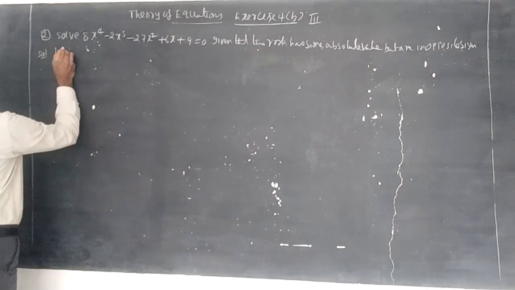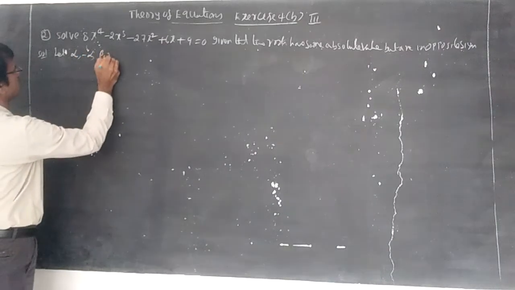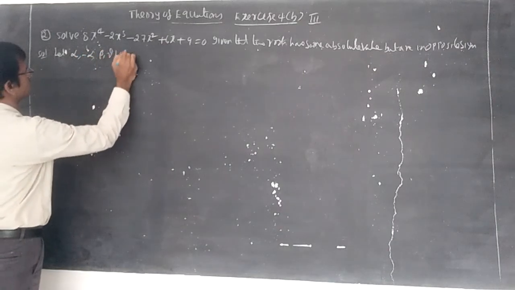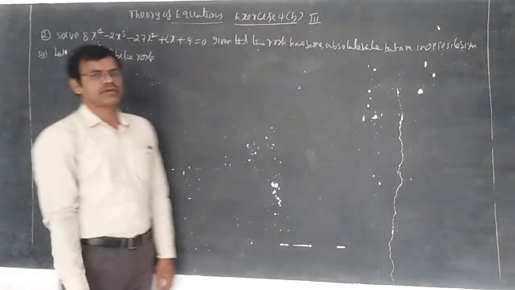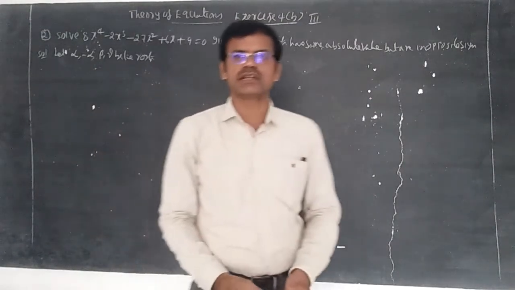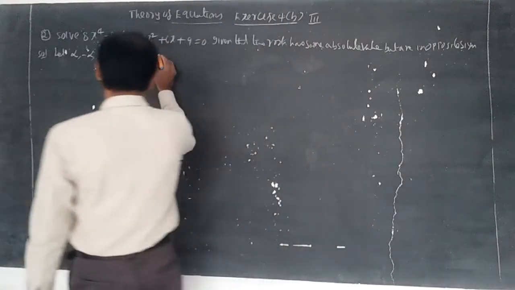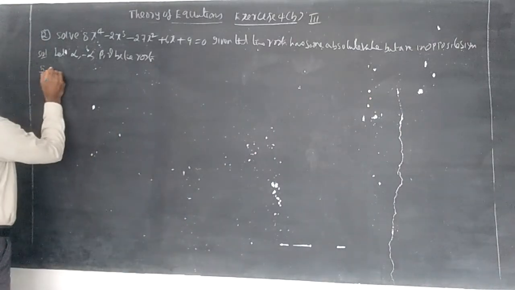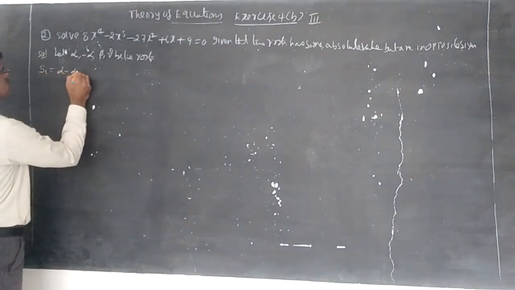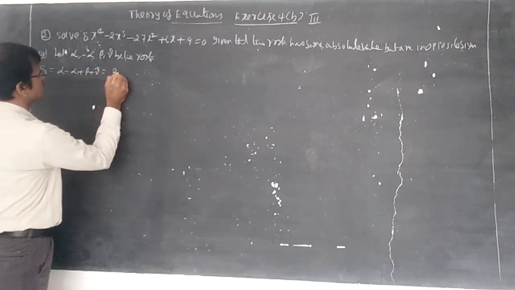Let alpha, minus alpha, beta, gamma be the roots. Because they are having same absolute value but opposite sign, it is nothing but the sum of two values is 0. So now we can write S1. S1 is equal to alpha minus alpha plus beta plus gamma is equal to 2 by 8.